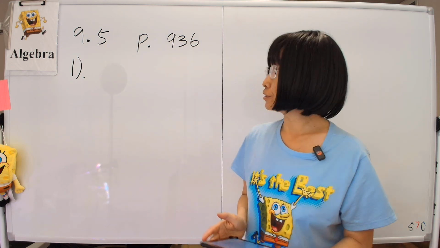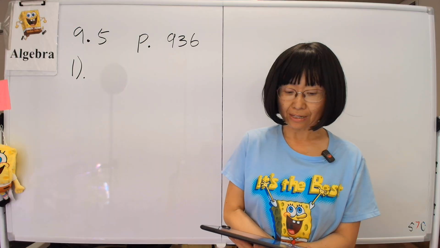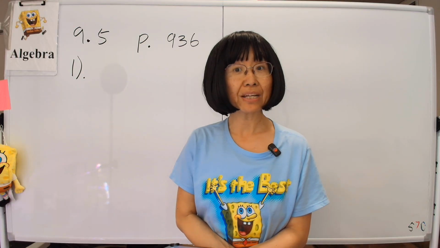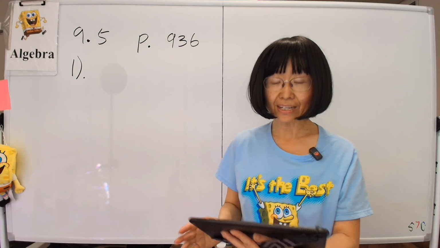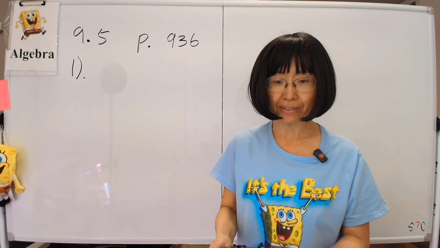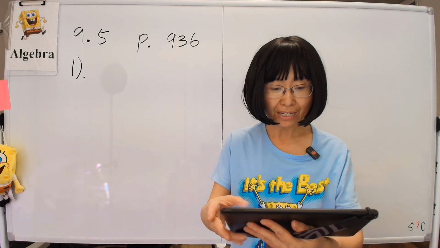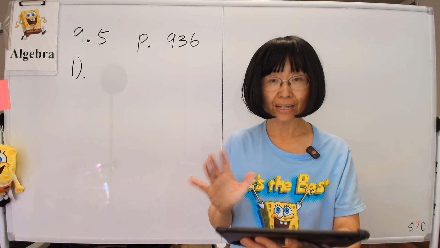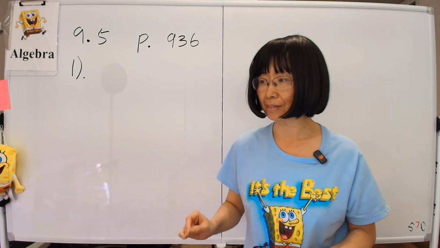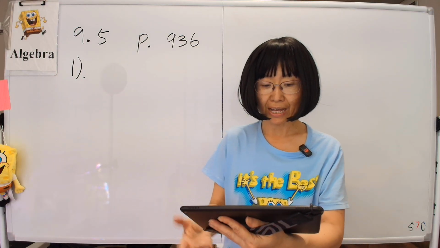Today we are going to do section 9.5, which is on page 936, which is talking about counting. Okay, you might think that counting sounds easy, but it isn't. Counting is part of probability and it can get super confusing. So please pay careful attention and think very carefully about what I say. Okay, that's really the only way to learn how to do counting.